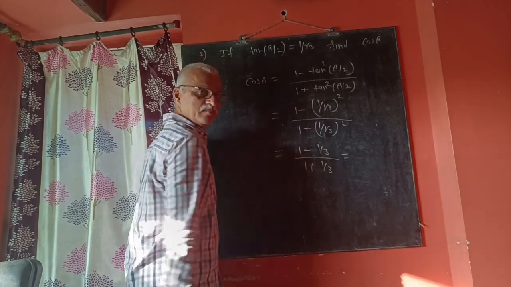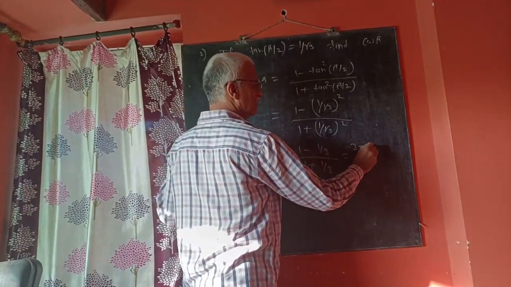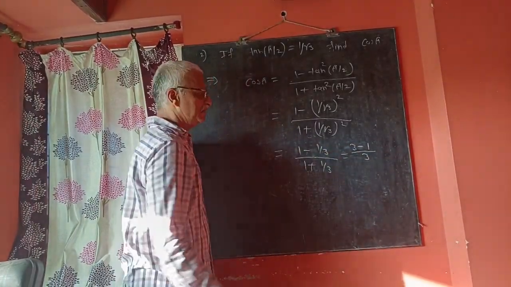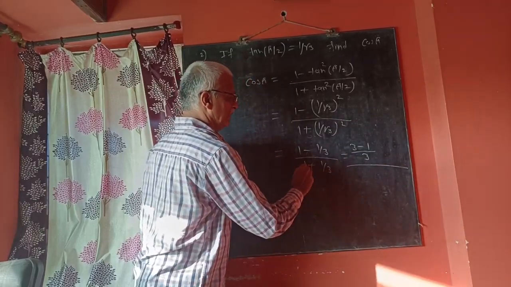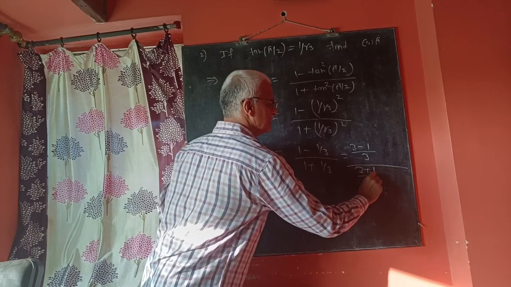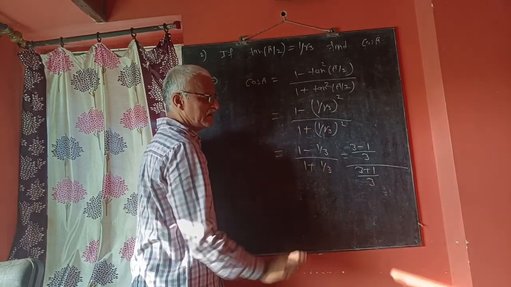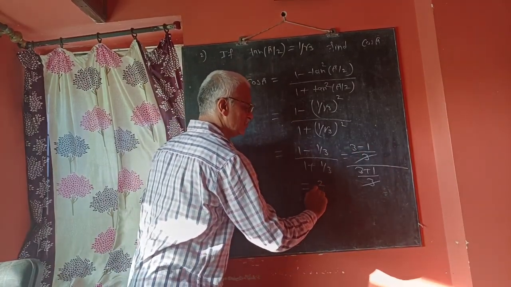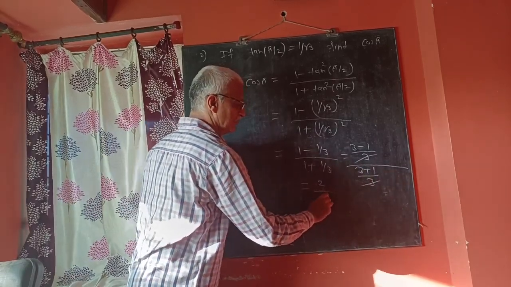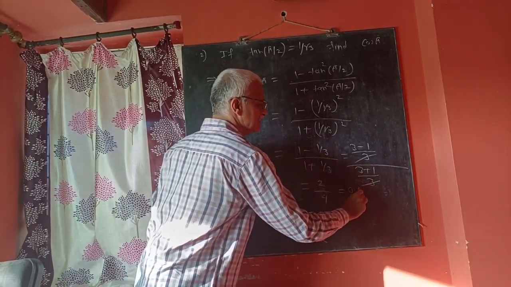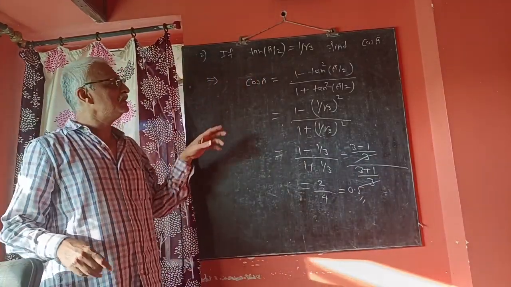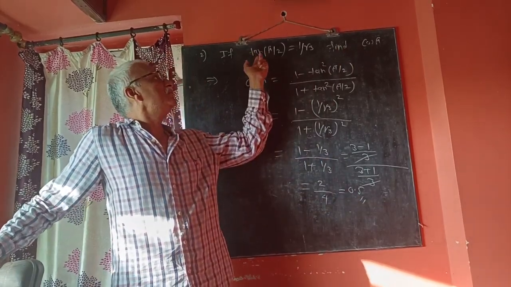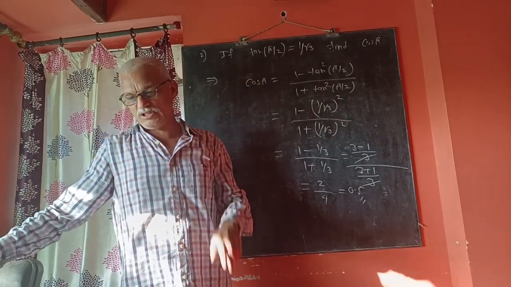By cross multiplication, 3 into 1 that is 3 minus 1, whole divided by 3, divided by 3 into 1 that is 3 plus 1, divided by 3. This 3 and 3 get cancelled, so it equals 3 minus 1 that is 2, divided by 3 plus 1 that is 4, and 2 by 4 you can write as 0.5 or 1 by 2. So the value of cos A is equal to 0.5 if the value of tan A by 2 is 1 upon root 3.